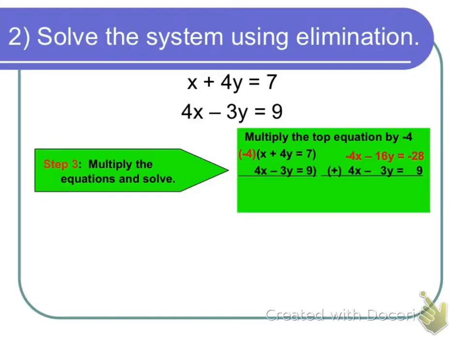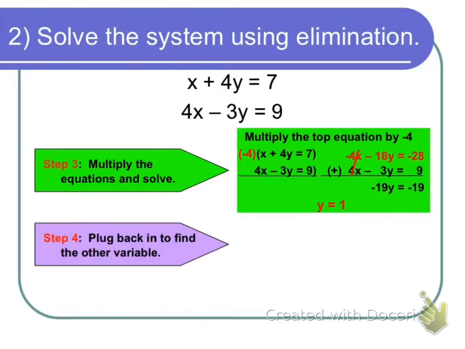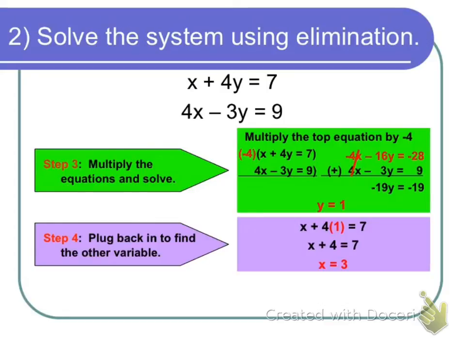So you get a negative 4x minus 16y equals negative 28. Now we're adding, so we've eliminated x. A negative 16 and a negative 3 is a negative 19. Negative 28 plus 9 is negative 19, therefore y is equal to 1. And x is equal to 3. So 3 comma 1 is your ordered pair.